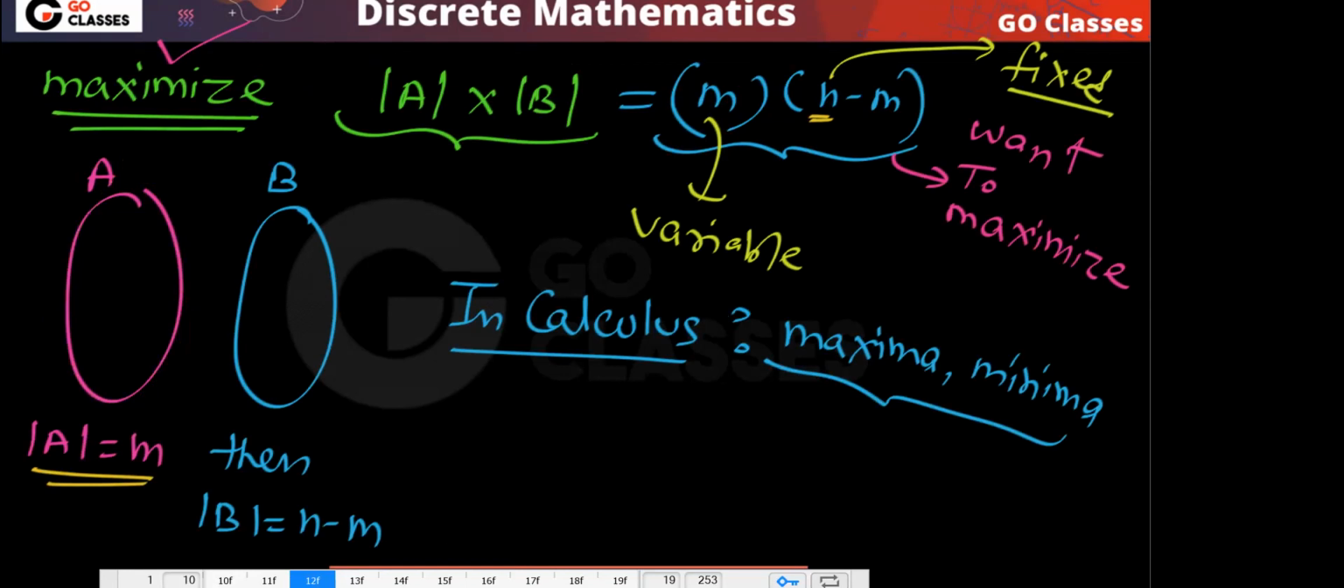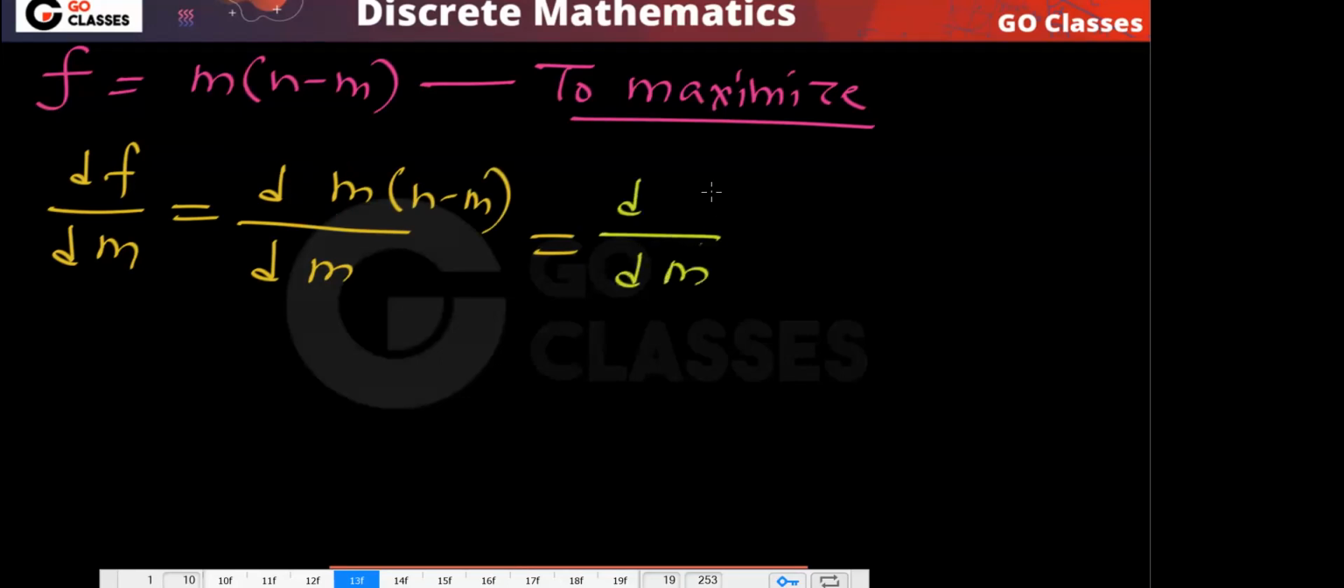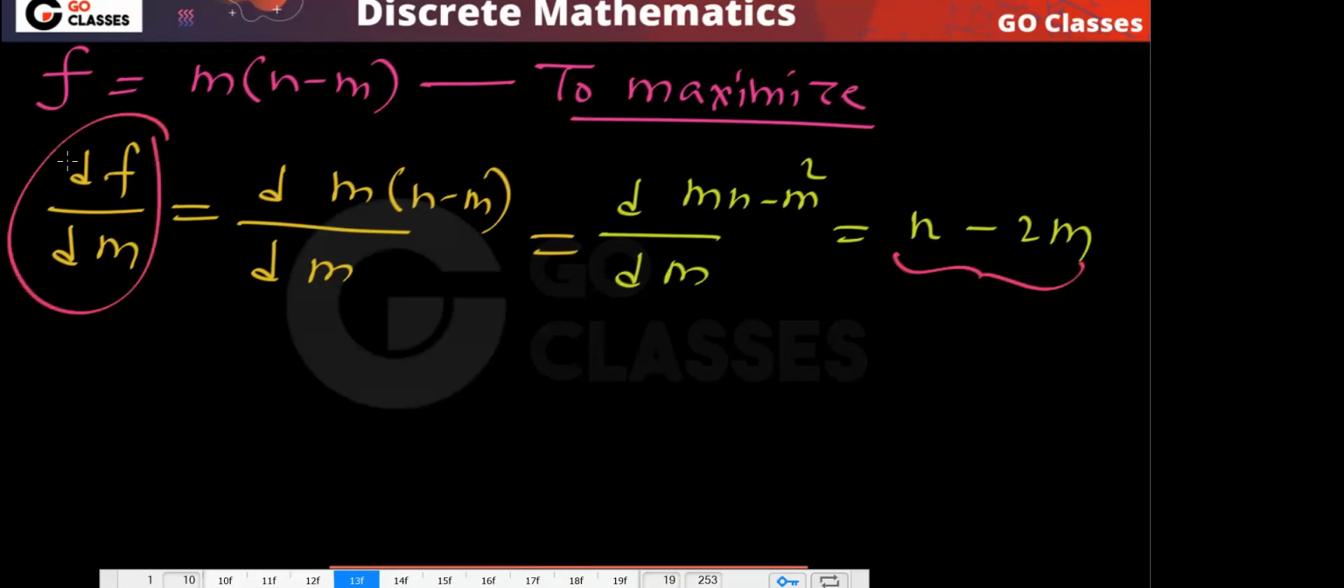So finally, what we will do is differentiation with respect to the variable. So what will I get? This is basically d/dm of (mn minus m squared), and that will give me n minus 2m. So this is what we will do. Basically, we will do the differentiation.